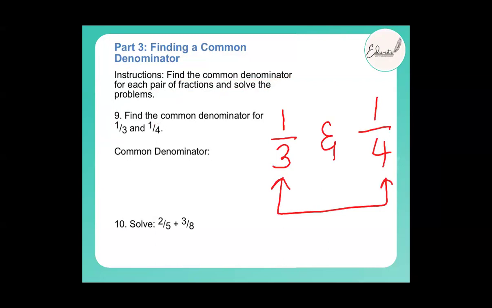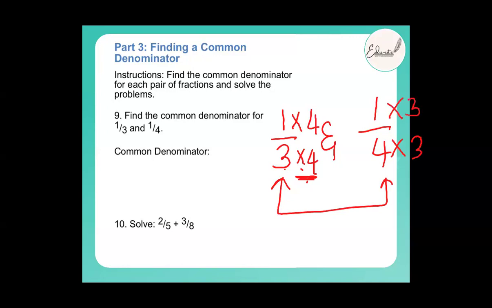So what do you have to do? We have to multiply both of them with each other. So 3 will be multiplied with 4 and 4 will be multiplied with 3, right? Understood? 12, 12. Even if you are multiplying something in the denominator, you have to multiply with the same thing in the numerator. Remember this, okay?